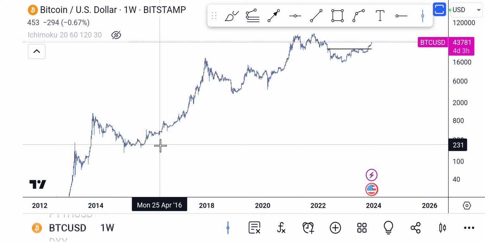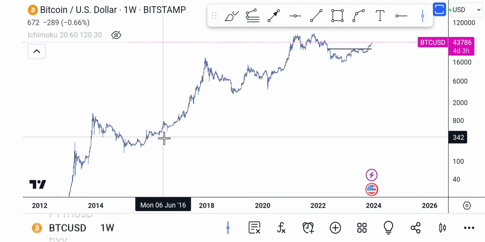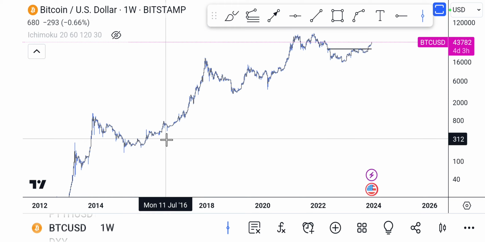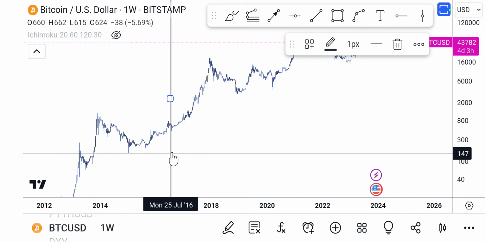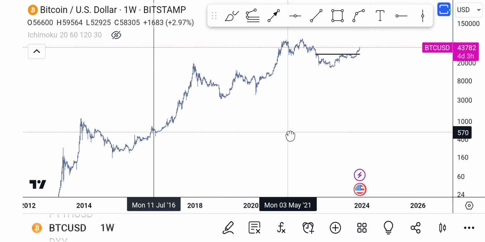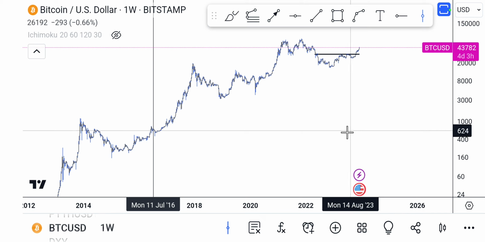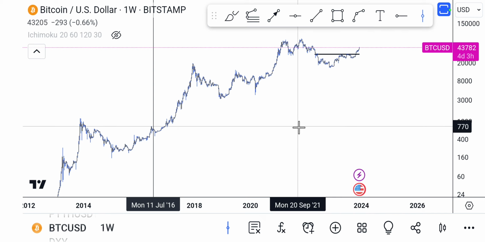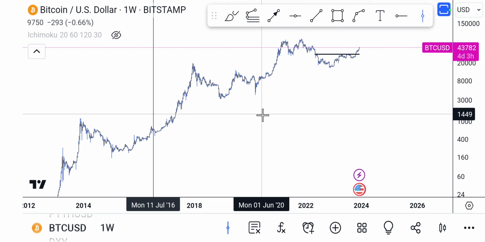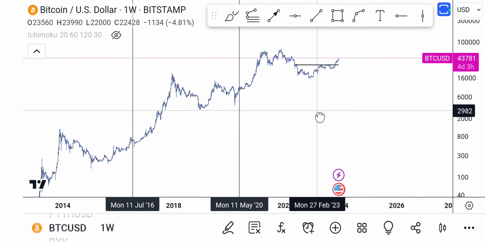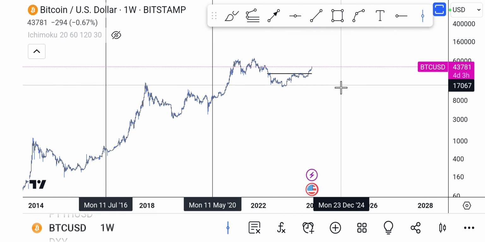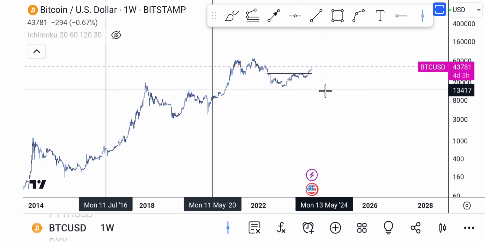2016 July, April, May, June, July. Okay, so now it's July 9. We're going to just use this since it's a weekly time frame, so it will be difficult to get that exact date. The next one is 2020 May 11, May. Yes, this is it. And the next one is April 2024.